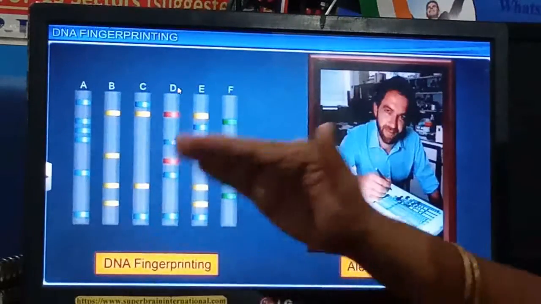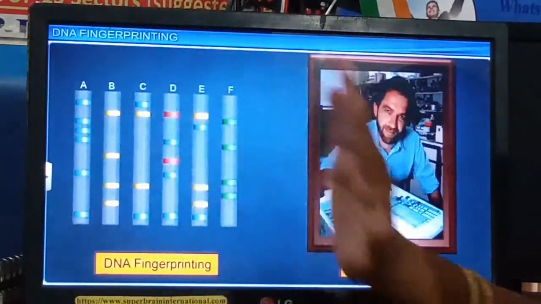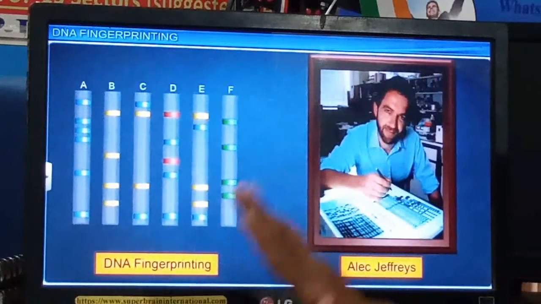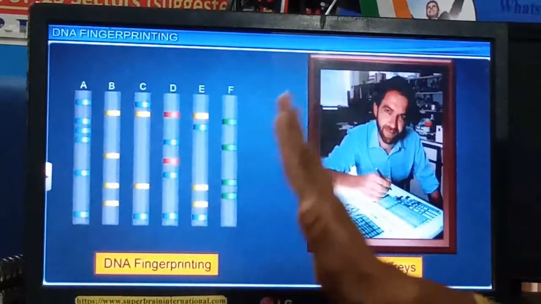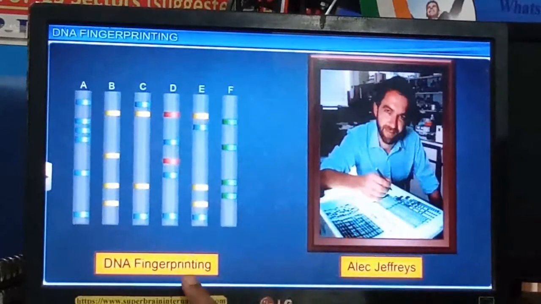So this polymorphism goes on being transferred into the next generation, and based on that polymorphism or based on that VNTR, DNA fingerprinting is carried out. Now this fingerprinting is carried out by the Southern blot technique. This Southern blot technique was discovered by Alec Jeffreys. This is the scientist who gave this technique of Southern blot DNA fingerprinting.